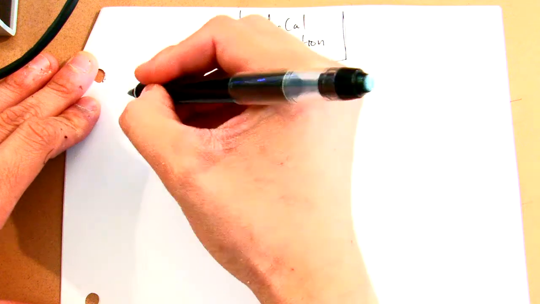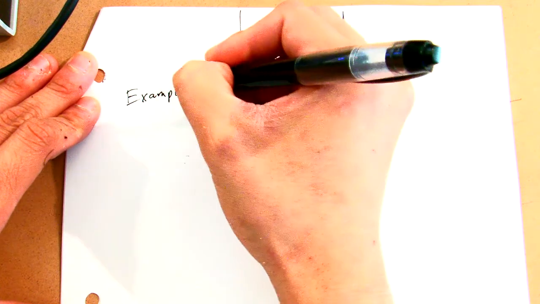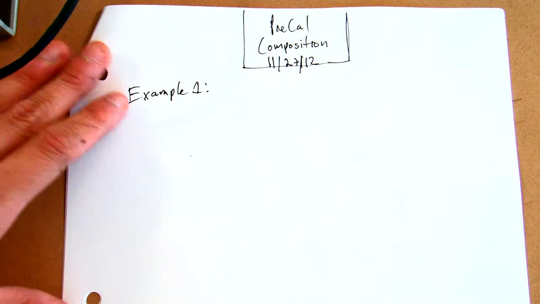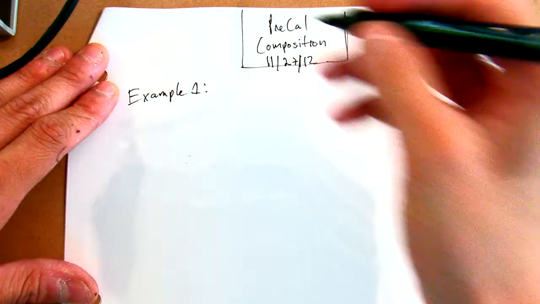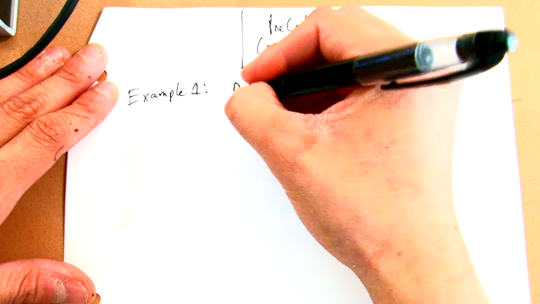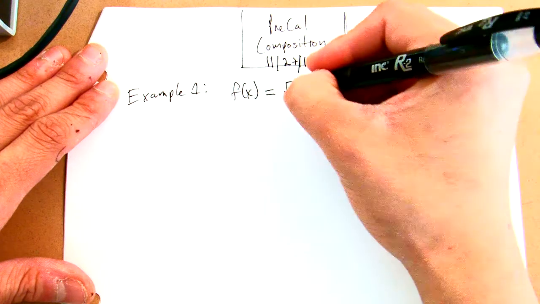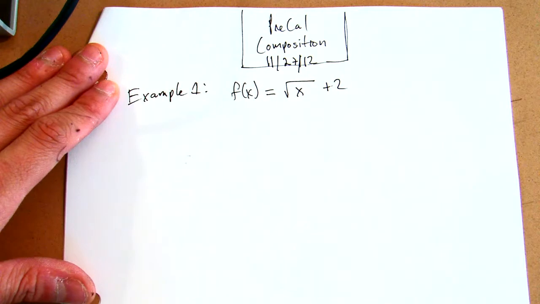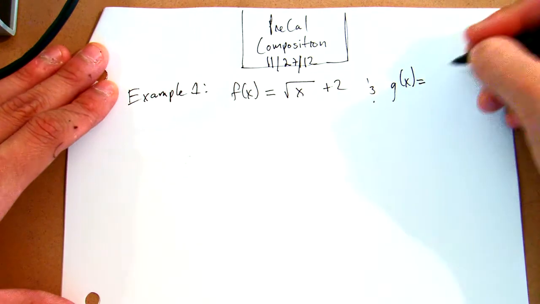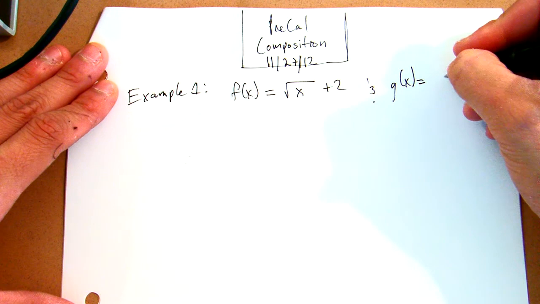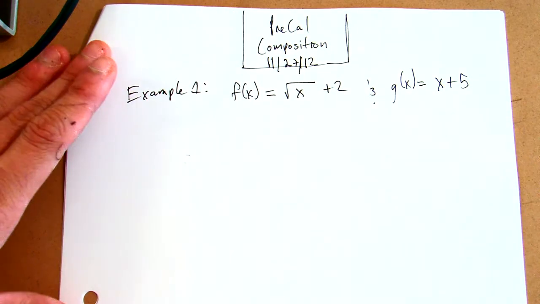And we're going to start off with an example here. Example 1. And for example 1, I'm going to give you two functions. I'm going to ask you to compose them together. So I'm going to say f of x equals the square root of x plus 2. Okay? And g of x equals, let's just do x plus 5. We'll start off very simple, okay?